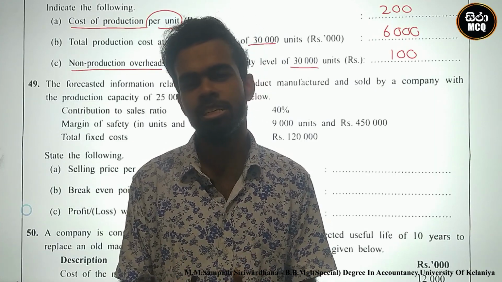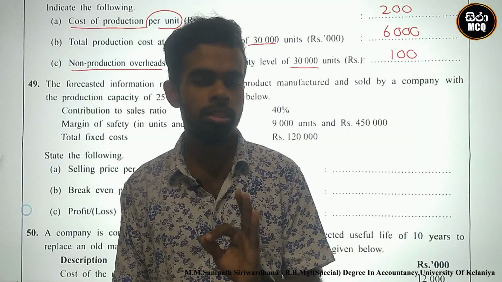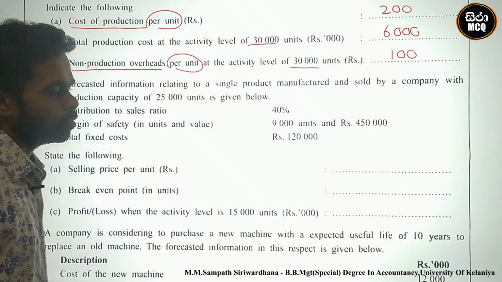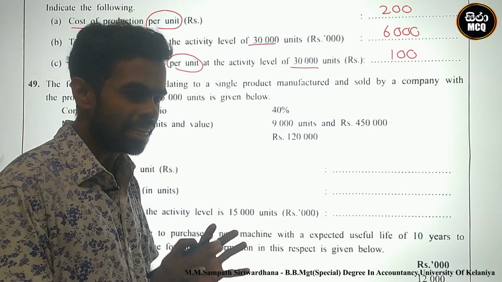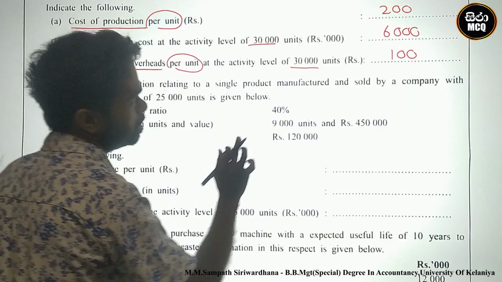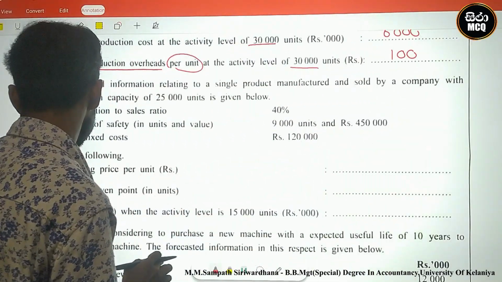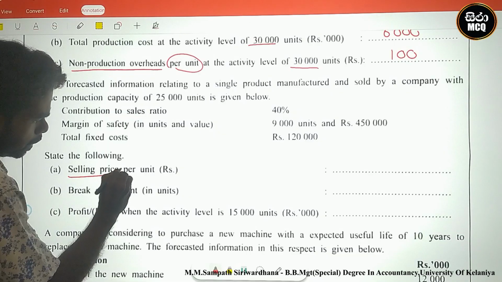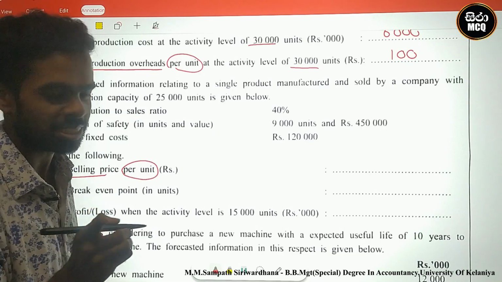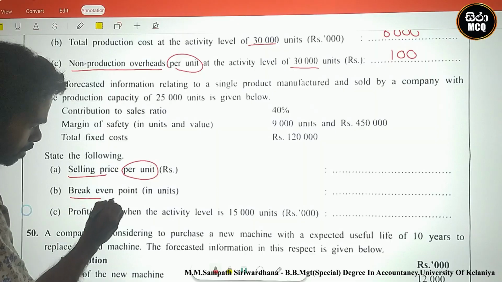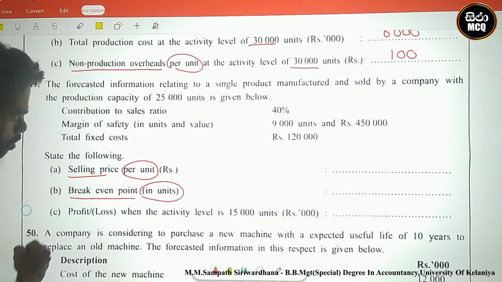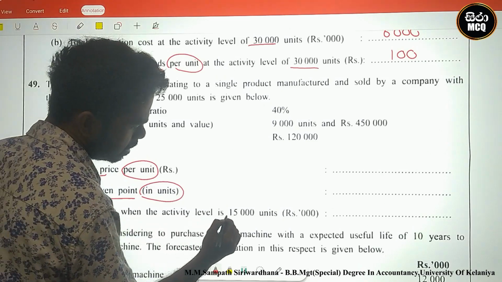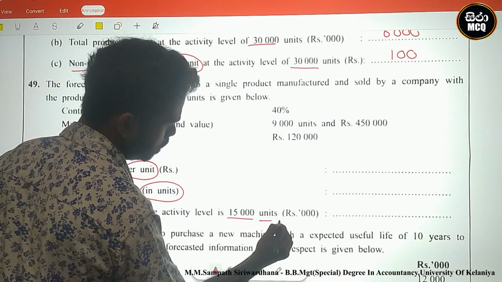Today we discuss the Advanced Level accounting paper 2025, question number 49. This is a cost volume profit analysis question. What are the requirements? State the following: the selling price per unit, the break even point in units, and the profit or loss when the activity level is 15,000 units.